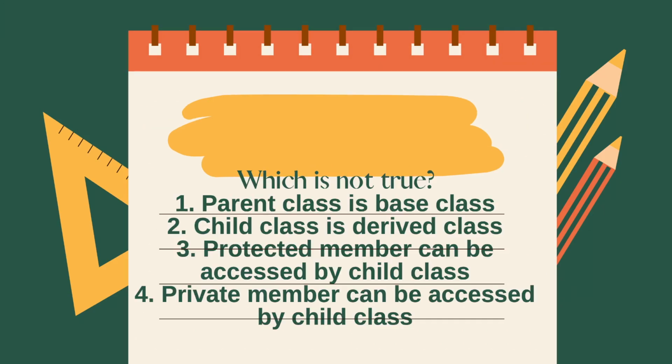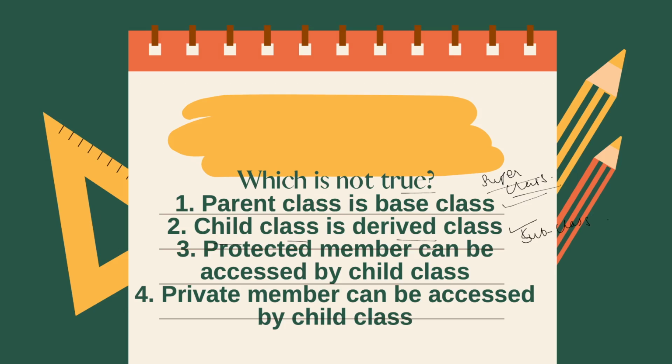Now, which of the following is not true? This is the question I was talking about. This was also one of the questions that were asked. So parent class is the base class. It is true. I have told you about it. Parent class is also called the base class, and it is also called the super class. What about the child class? Child class is known as the derived class. That is also right. Derived class, child class, and what else? Subclass.